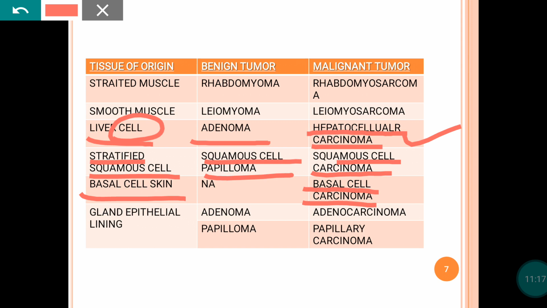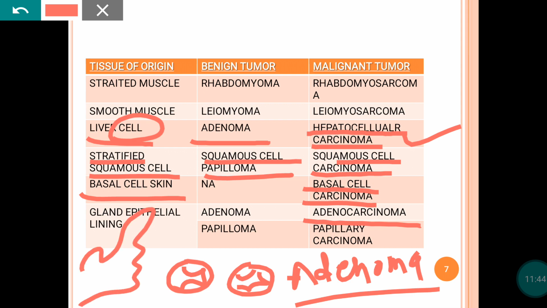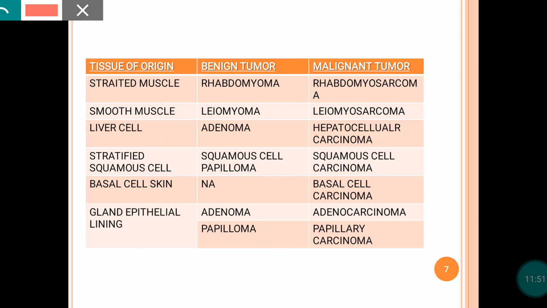Clear? If the tumor cells form glands, if the glandular pattern is seen, then it is known by the name adenoma. Remember, it is very important. The gland forming tumor is known by the name adenoma, a benign tumor. But suppose it is malignant, then it is known by the name adenocarcinoma. If the epithelial cell is forming papillary structure, finger-like projections, then the benign tumor is known by the name papilloma, while the malignant one is known by the name papillary carcinoma.